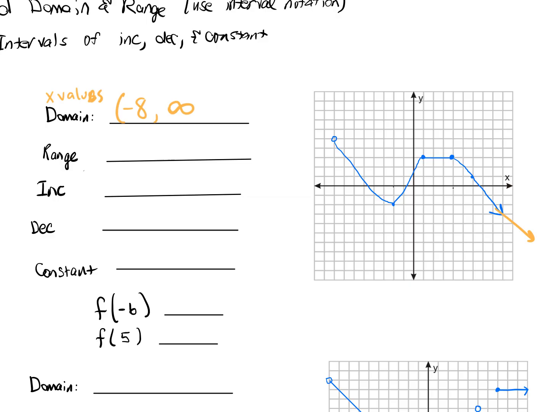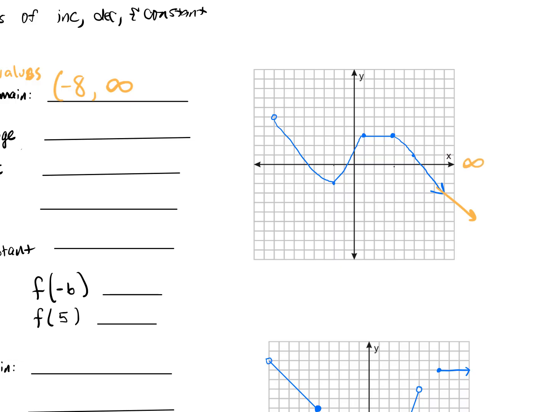Now, it might help you because sometimes people will think that this is going down, so they might think negative infinity. But when you're going to the right, it's the bigger numbers. It's infinity. When you're going to the left, that's negative infinity. So if you want to label your graph before you start, that could help.